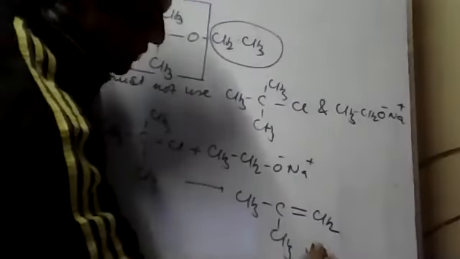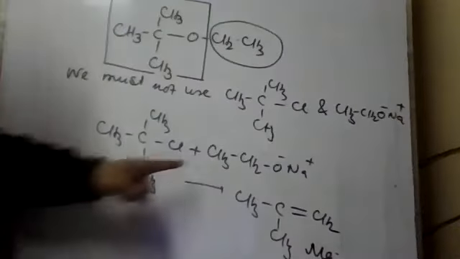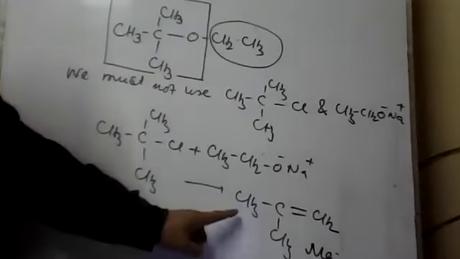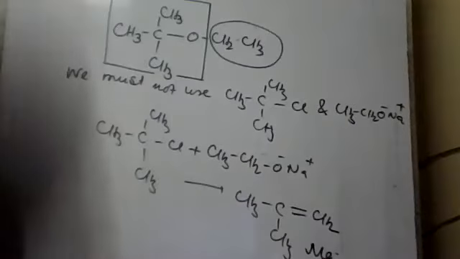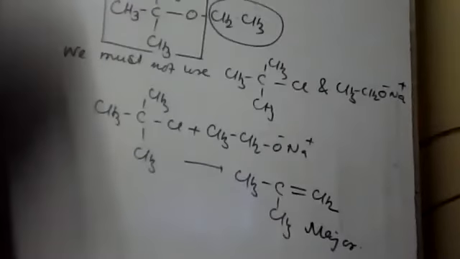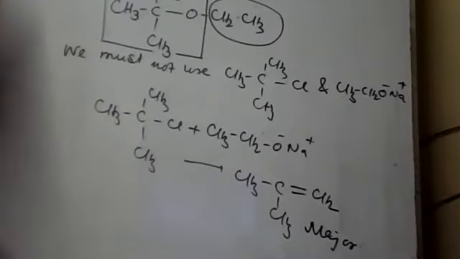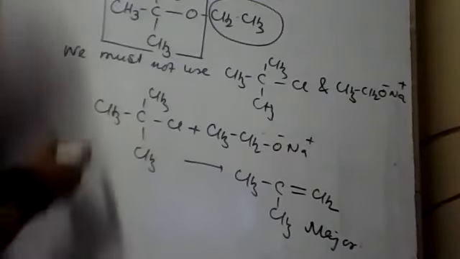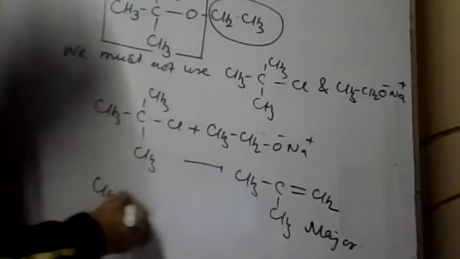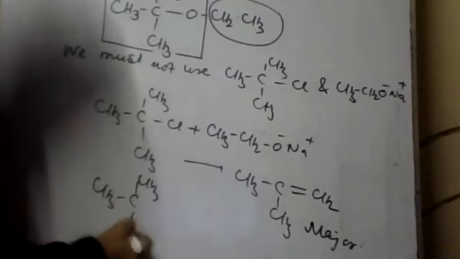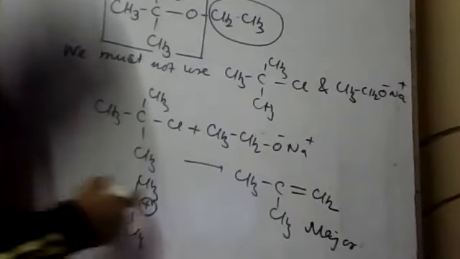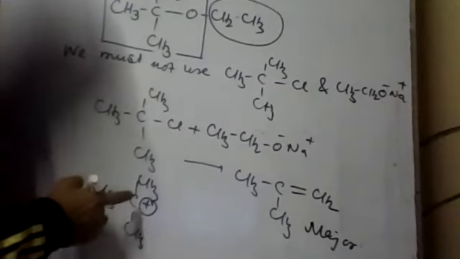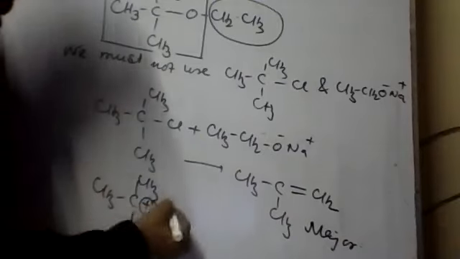So here alkene will be the major product. Byproduct NaCl, and it will form CH3CH2OH. So here we'll get the major product as alkene. Clear now? Why? Because this carbocation is very stable, so it will undergo beta elimination reaction.